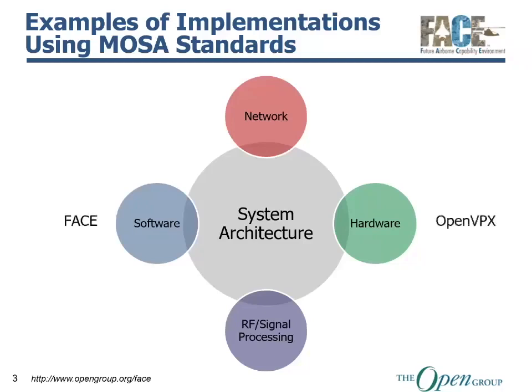Some examples of MOSA standards that can be used to define the components and behavior for particular subsystems. For defining a network architecture, an example is the Victory standard, which defines a network data bus for use on military vehicles. For hardware architectures over on the right, we have OpenVPX as an open standard example, which defines an architecture framework that manages and constrains module and backplane designs. This includes defining pinouts, and it also sets interoperability points.